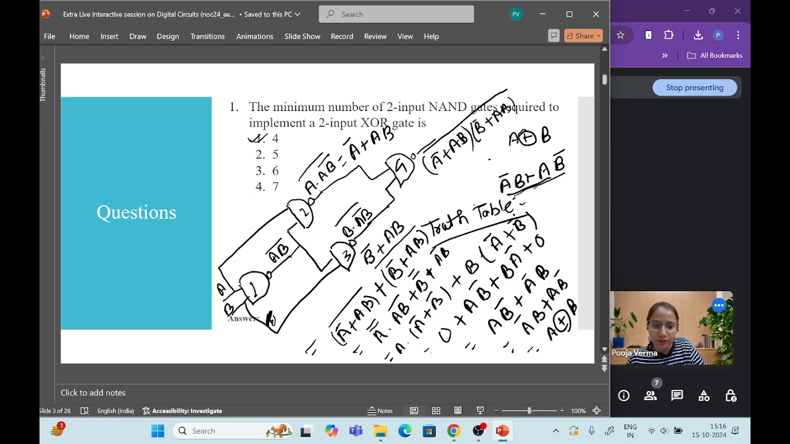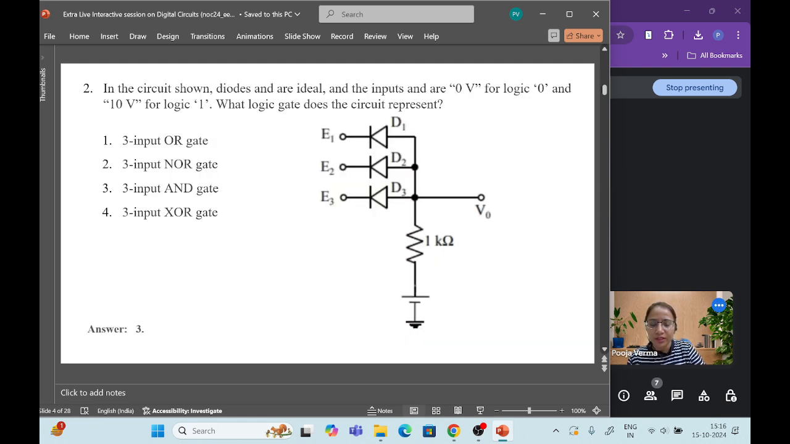Okay, moving to the next question. In the circuit shown, the diodes are ideal and the inputs are 0 volt for logic 0 and 10 volt for logic 1. So what logic gate does the circuit represent? Option 1, 3 input OR gate; option 2, 3 input NOR gate; option 3, 3 input AND gate; or option 4, 3 input XOR gate.